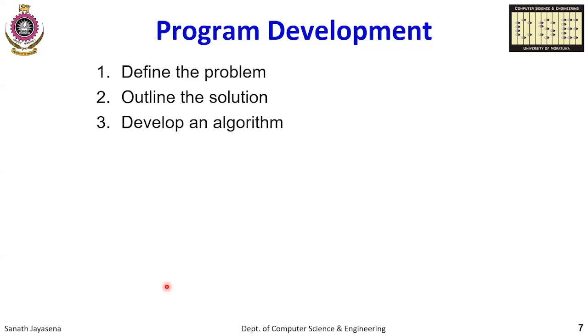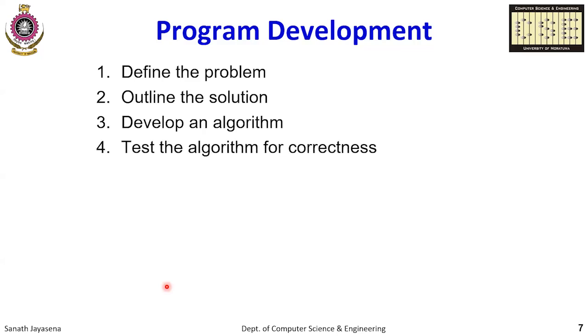But then more details have to be filled in, right? So that's actually when it becomes an algorithm, right? So the outline of the solution may give a brief, overall high-level idea, whereas the algorithm gives an exact step-by-step procedure to solve the problem. So developing an algorithm is basically an important thing, as I already mentioned.